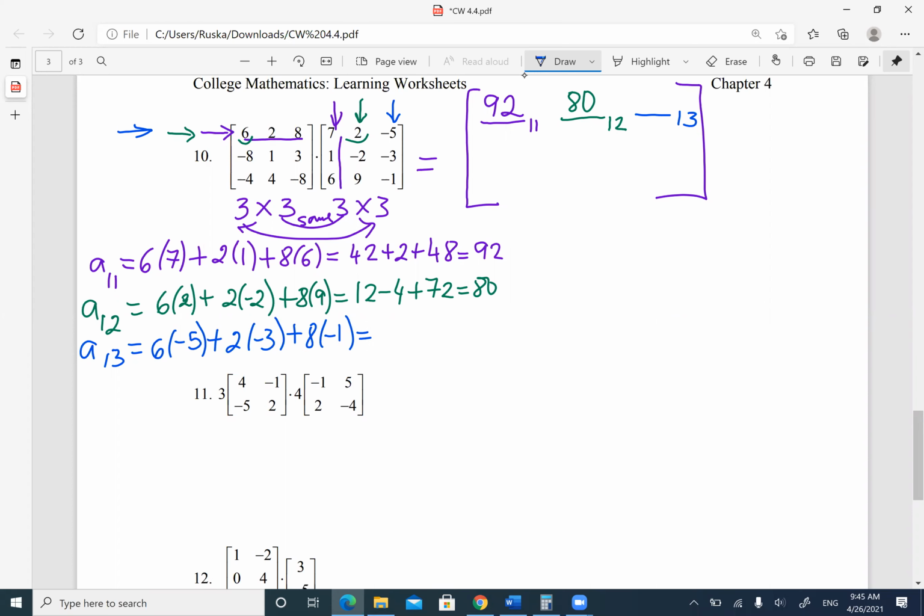So 6 times negative 5 is negative 30. And then 2 times negative 3 is negative 6. And then negative 8 again. So when you add these three numbers, they're all negative, so you're going to add 30 plus 6 plus 8 and keep it negative. So it's going to be negative 44. Is that what you get?